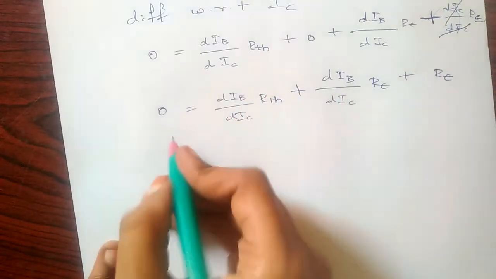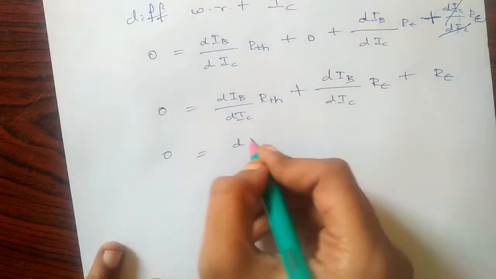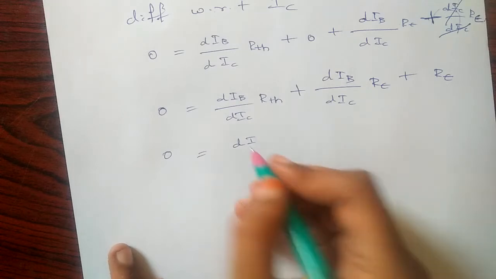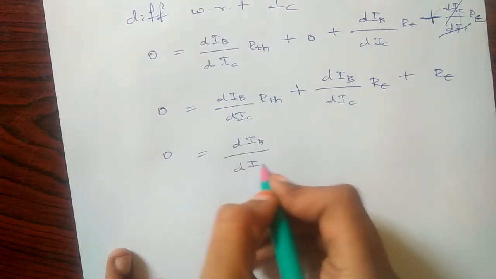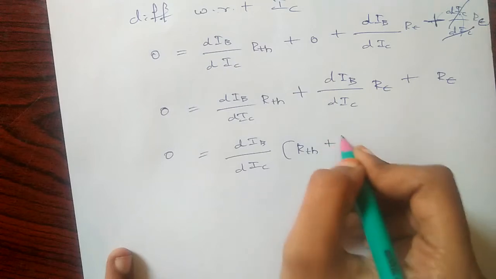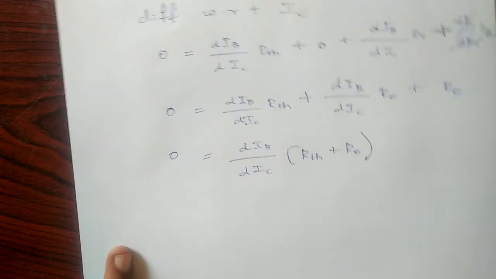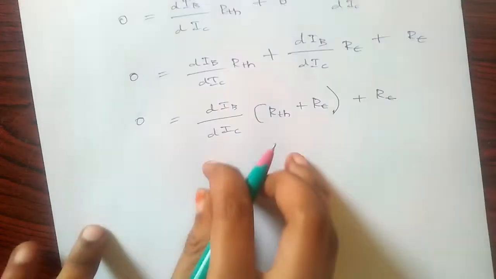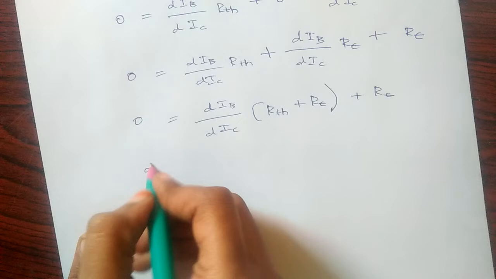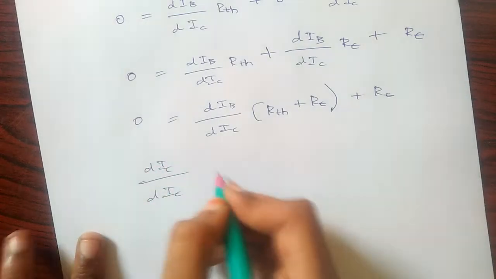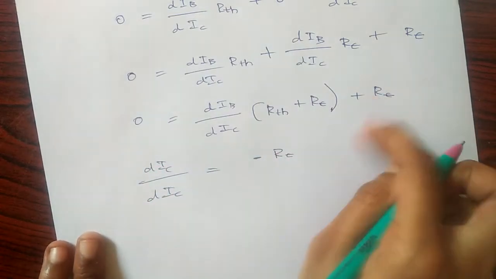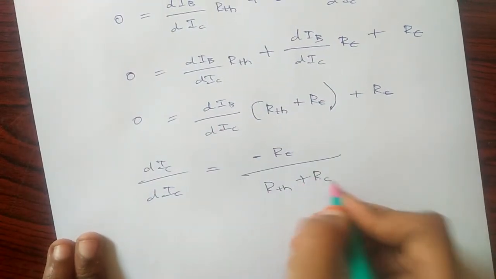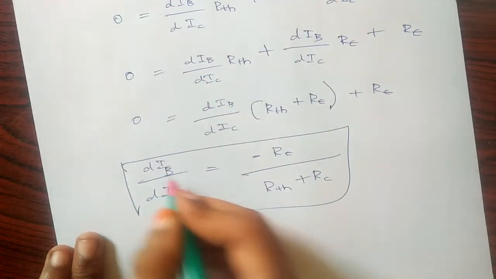To find it, let's take dIB by dIC common. If you take dIB by dIC common, we get RTH plus RE. To get dIB by dIC, it is equal to minus RE, as this term is taken to the other side. So minus RE by RTH plus RE. So we got this value of dIB by dIC.